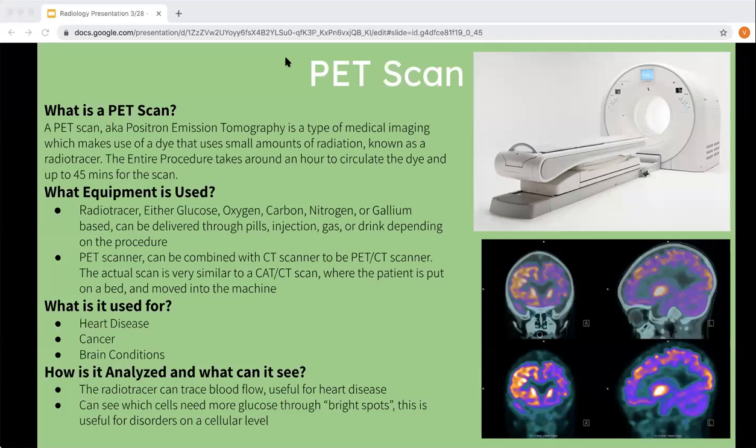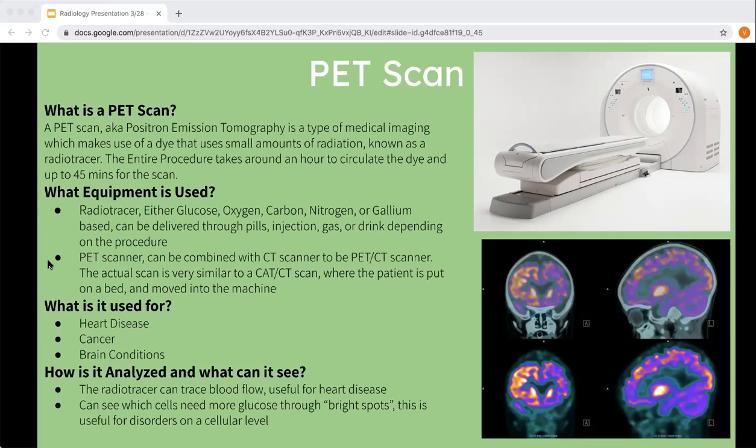When taking a PET scan, you are given a radio tracer, which is a special dye that makes use of trace amounts of radiation. This radio tracer can be taken through pill, gas, injection, or be drunk. The radio tracer, which is usually glucose-based, but can vary for purposes such as blood flow, which use another substance such as oxygen because it will react with your red blood cells and stick to your red blood cells.